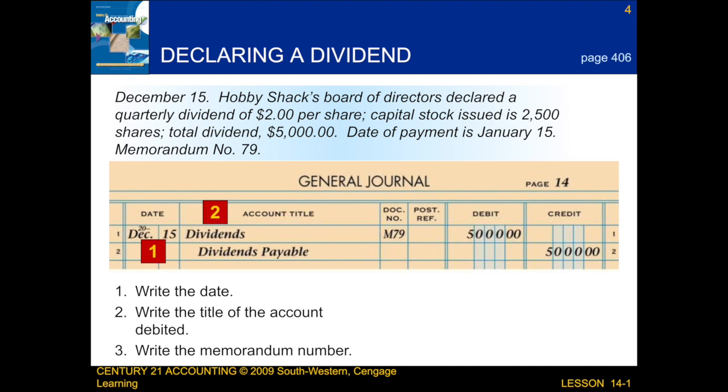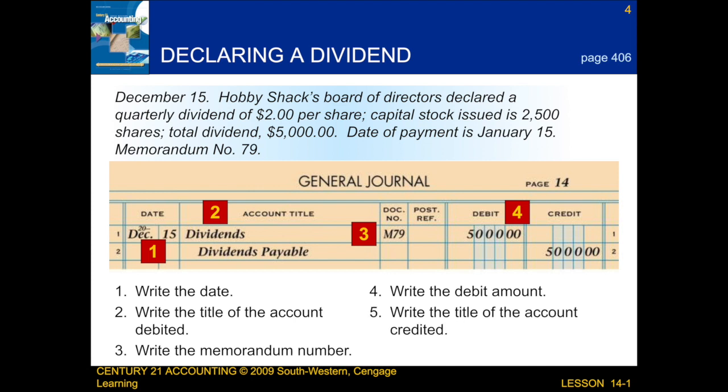After that, we write the memorandum number, which is M79, in the document number column. Following that, we write the debit amount, which is $5,000, in the debit column. Next, we write the title of the account credited, which is dividends payable, in the account title column. And finally, we write the credit amount, which is $5,000, in the credit column.